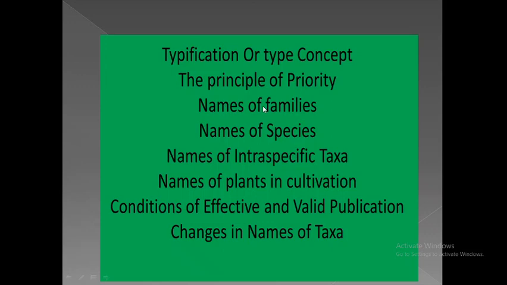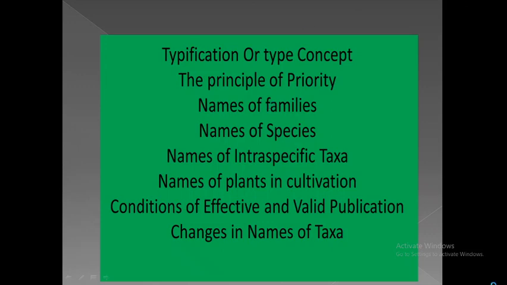Names of plants in cultivation. Those wild plants which are used for cultivation purposes, their original names are maintained. Example, Chrysanthemum parthenium, after being employed in cultivation, is not called by the name Matricaria eximia.